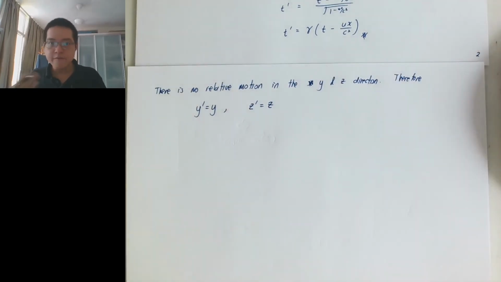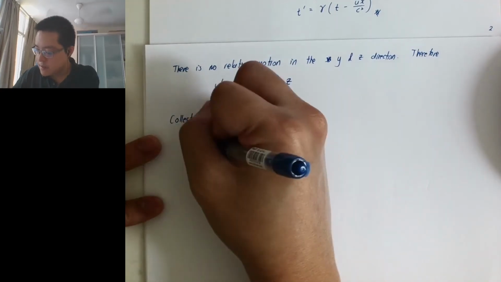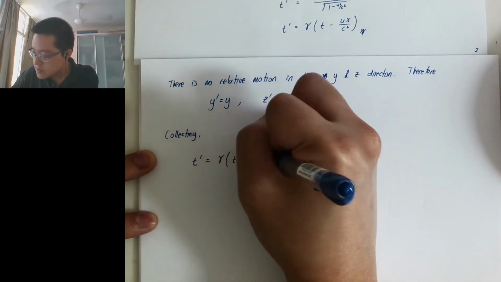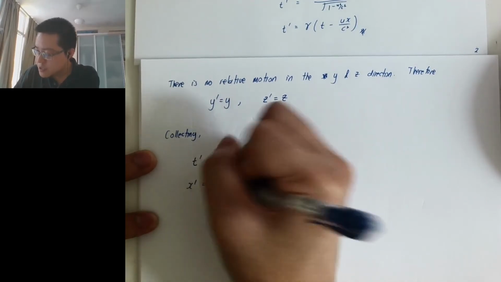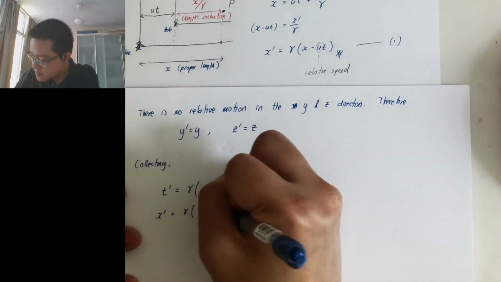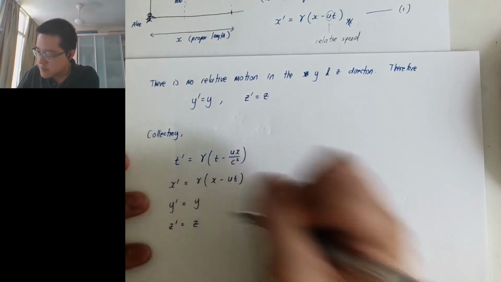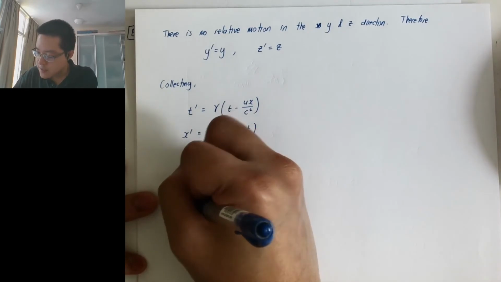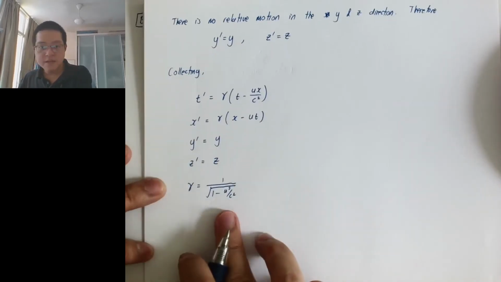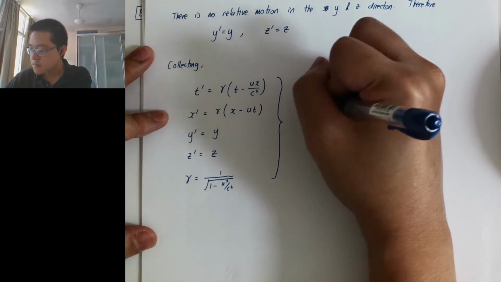Now I have 4 equations, so collecting our equations together. The t prime, the measurement of Bob, is given by gamma (t minus ux over c squared), and the x position measured by Bob is gamma (x minus ut). Bob's measurement in the y direction is the same as Alice's, and the z direction is the same as Alice's as well. Of course, gamma is the Lorentz factor given by this formula, and u is the relative motion between the two. So this whole set of equations is called the Lorentz transformation.